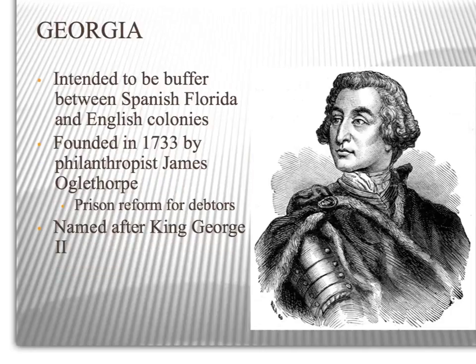Georgia was intended to be a buffer between Spanish Florida and the English colonies. We talked a little about that too. It was founded in 1733 by a philanthropist, someone who loved humans, a man by the name of James Oglethorpe. He wanted a place to be able to deal with things like prison reform for debtors. And he named it after King George II.